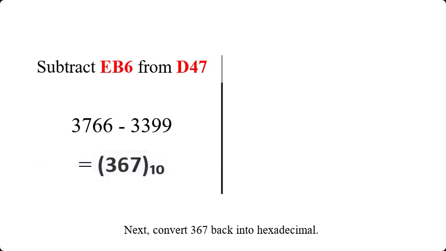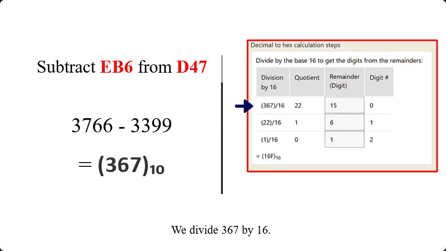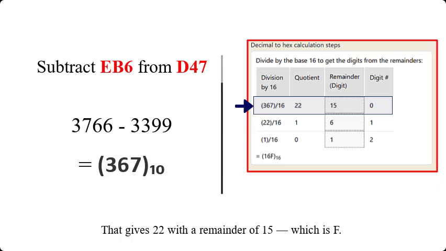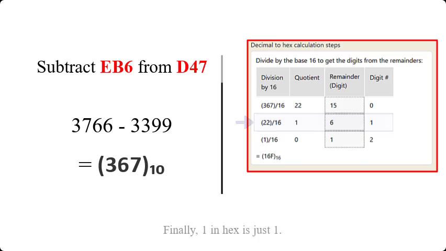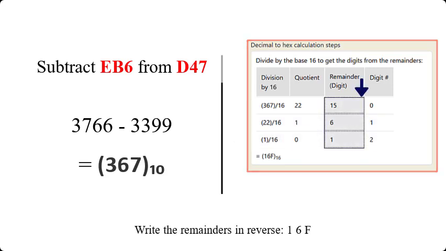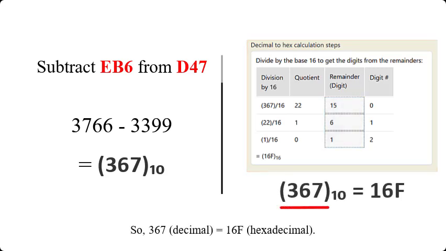Next, convert 367 back into hexadecimal. We divide 367 by 16. That gives 22 with a remainder of 15, which is F. Then divide 22 by 16. That gives 1 with a remainder of 6. Finally, 1 in hex is just 1. Write the remainders in reverse: 16F. So, 367 decimal equals 16F hexadecimal.